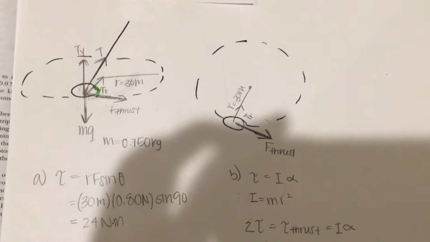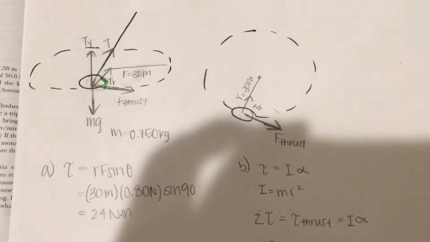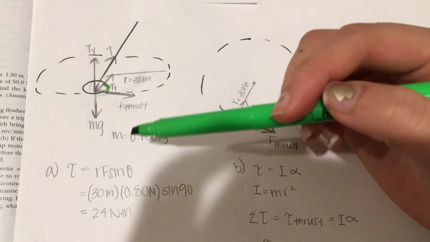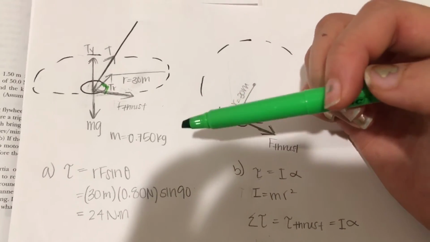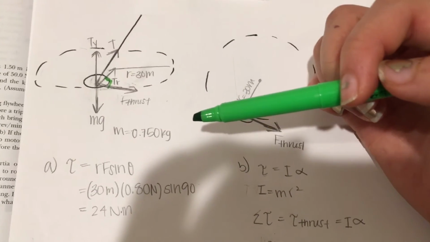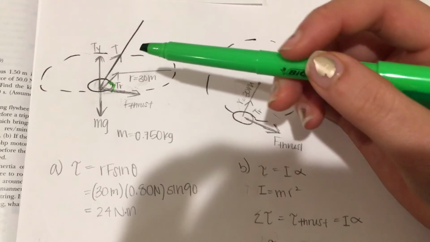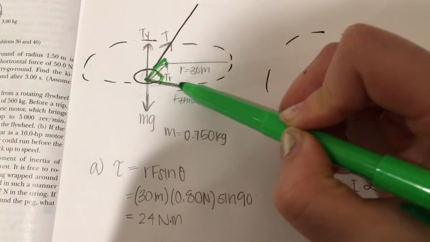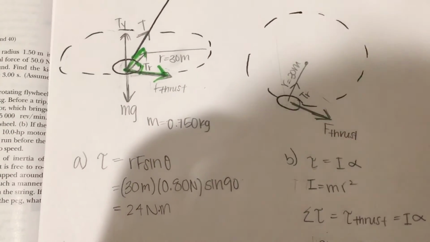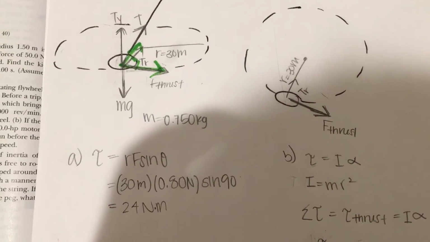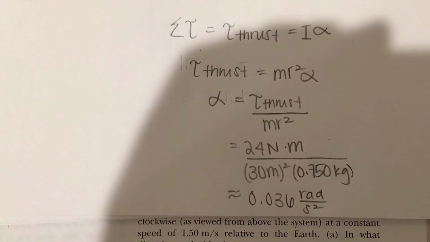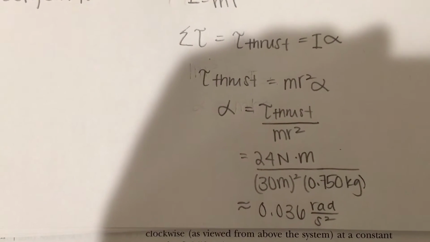For part A, we're finding the torque that the net thrust produces. To do that, we use torque equals R times F times sine theta. The R is 30 meters, and the force produced by the thrust is 0.80 newtons. The angle between the radius and the thrust is 90 degrees, so we plug that in for theta, and we get 24 newton meters.